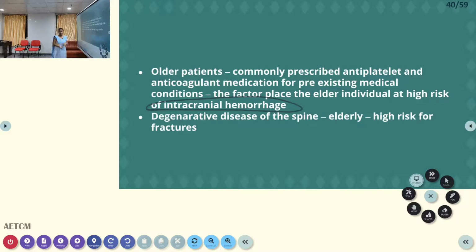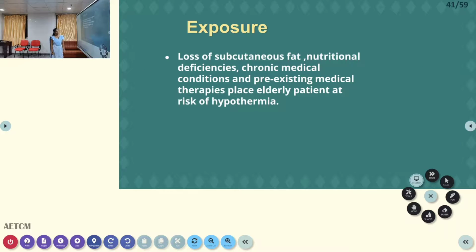And with degenerative disease of the spine in elder patients, there is a high risk of fractures. So next, in the exposure, we already discussed there will be a loss of subcutaneous fat, and nutritional deficiencies, chronic medical conditions and pre-existing medical therapies. All these things will place the elder patients at risk of hypothermia.